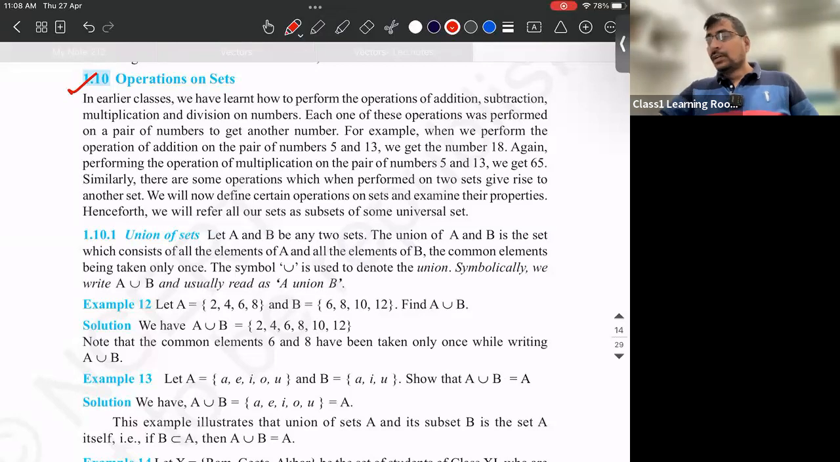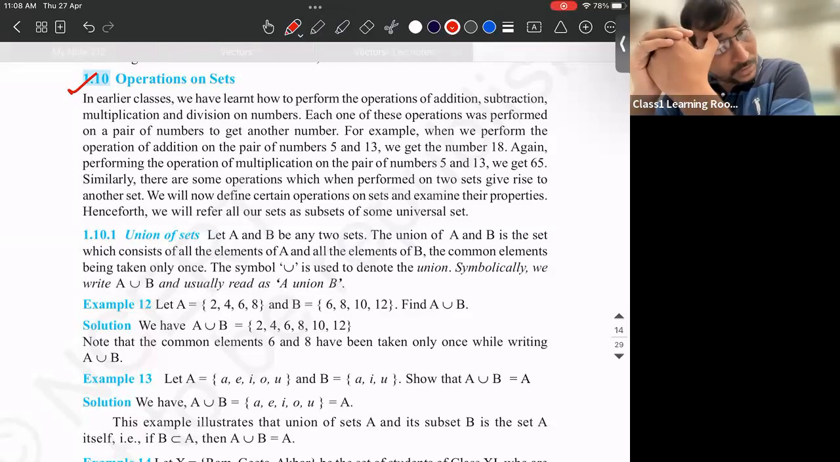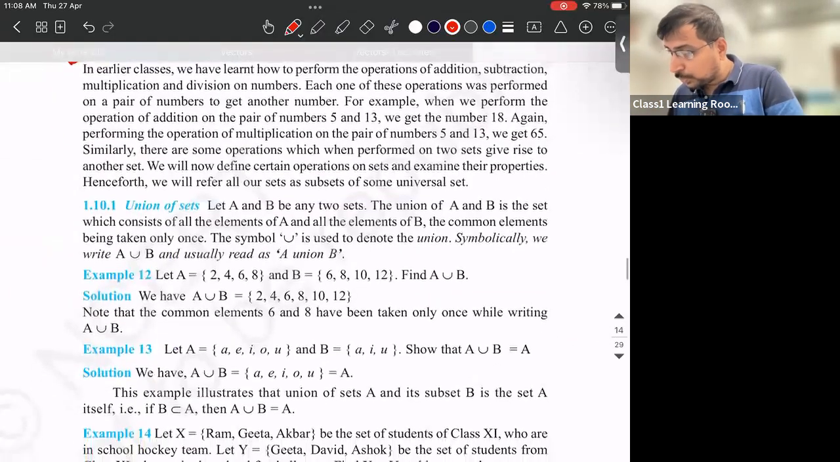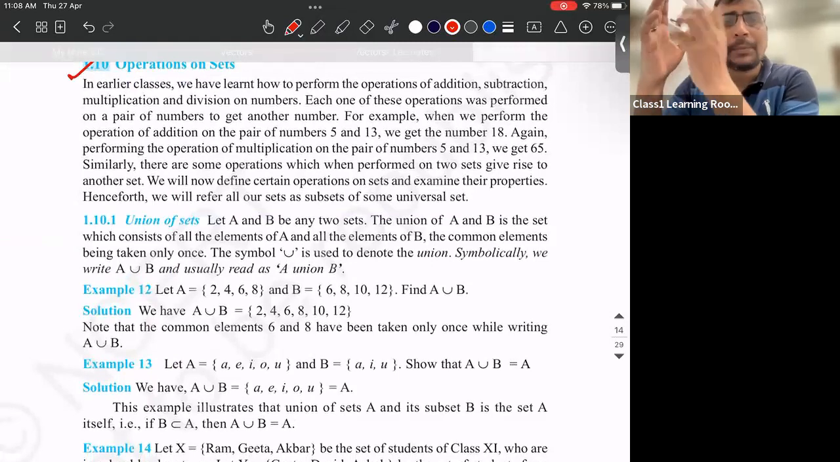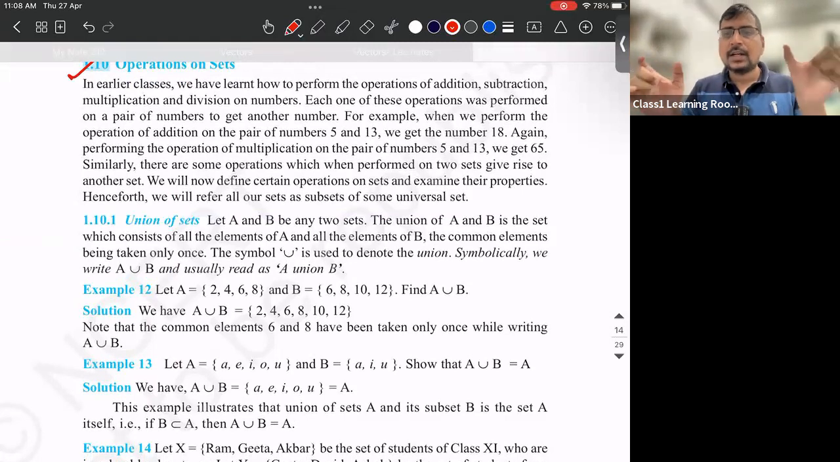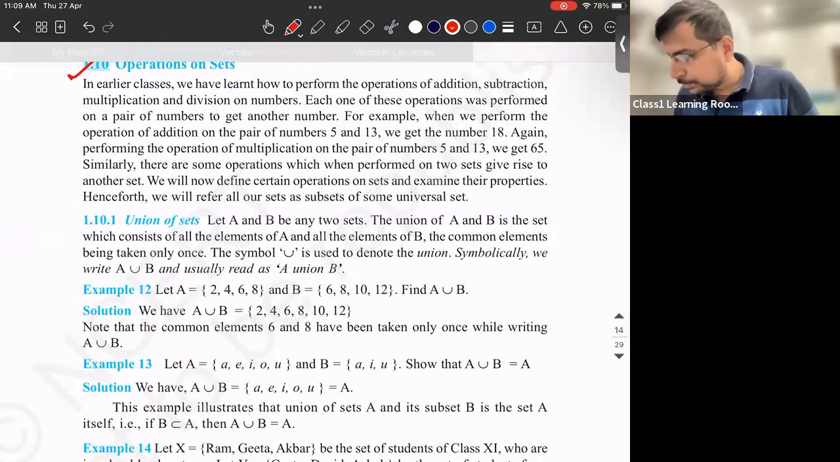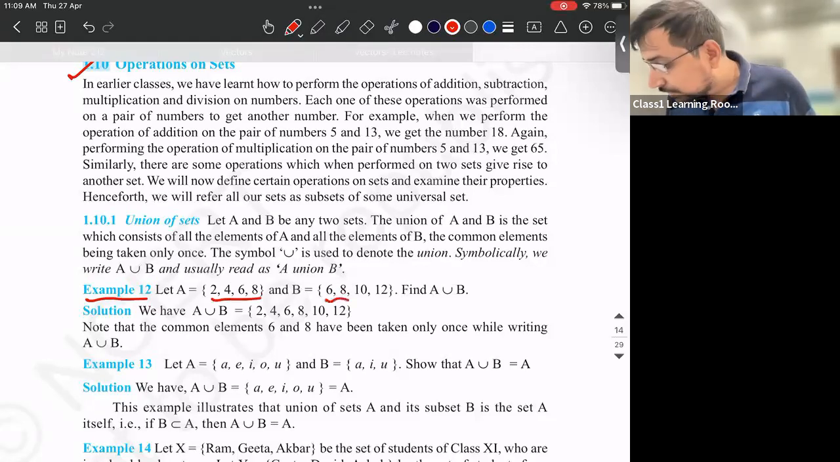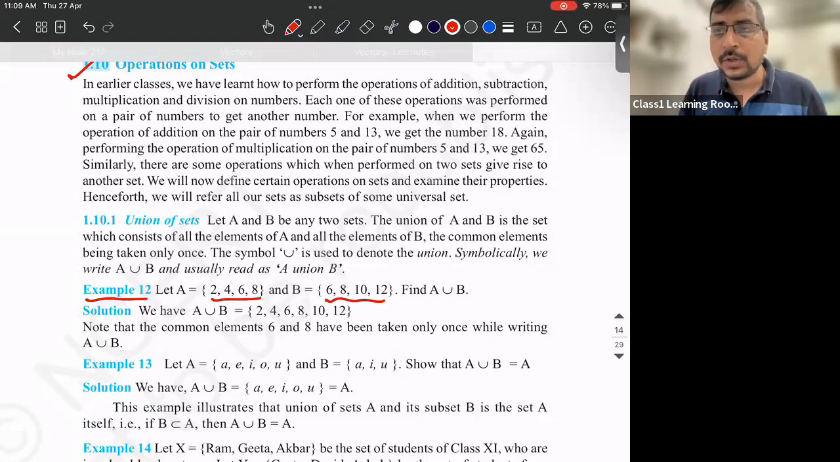As you were saying, union, intersection. These are all the different operations on sets. So what do you mean by union of sets? As the name says, union means you're combining. If I give you two different sets, they are going to have different values present in them. For example, example number 12: A is equal to 2, 4, 6, and 8, and B has 6, 8, 10, 12. Then find A union B. U stands for the union. If they ask you to find A union B, what are we going to do?